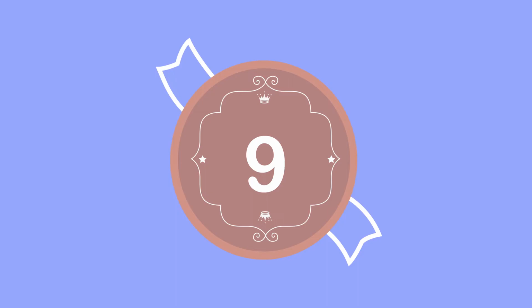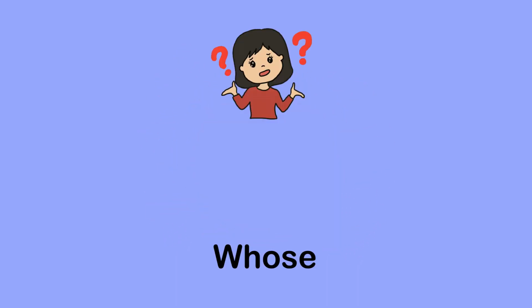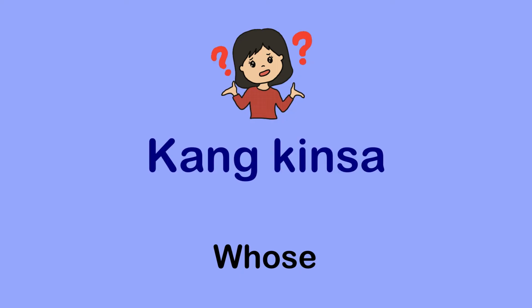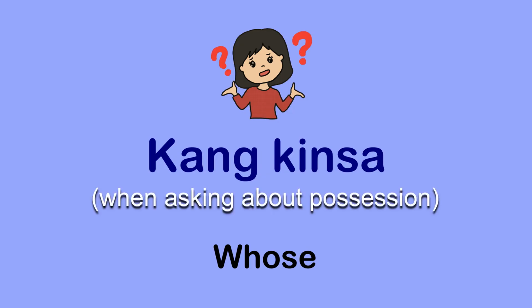Our ninth question word is whose, and translating this one we get Kang kinsa. When we use the question whose, we're asking about possession. Let's take a look at the following question.